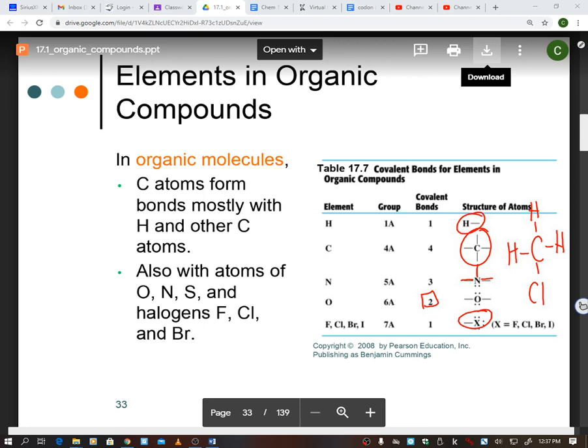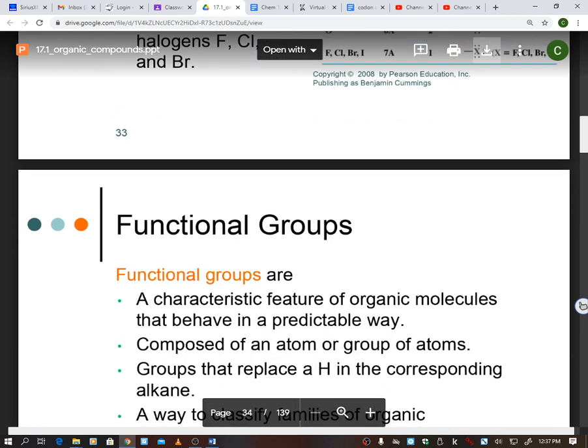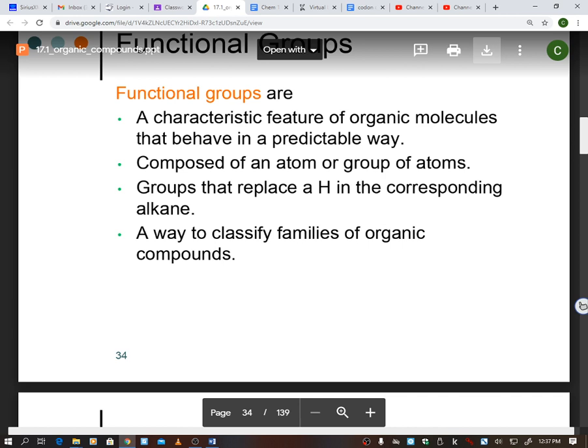All right, let me get rid of some of this. All right, so as I scroll on up here, functional groups are a characteristic feature of organic molecules, which means that they have carbon, right? Organic molecule means carbon. So there are a bunch of carbon hydrogen chains that have these other things coming off of them. And they behave in a predictable way if we know them.